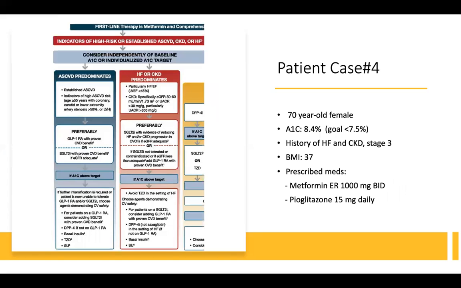Patient case number 4. This is a 70-year-old female with an A1C of 8.4% and a BMI of 37. This patient has a history of heart failure and chronic kidney disease, and is currently taking metformin and pioglitazone. I am going to pause for a second. Think about what you would use in this case.